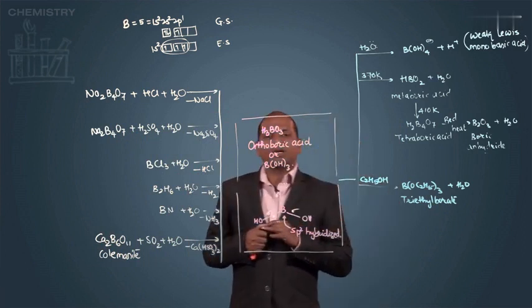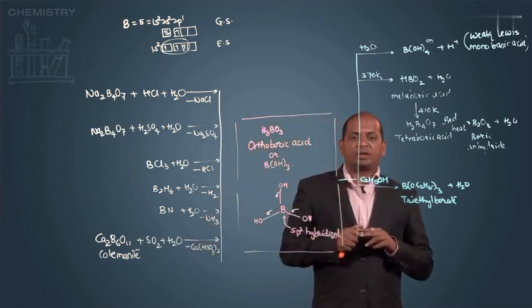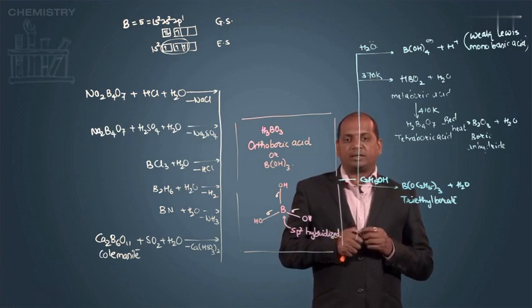So that's all about the group 13 elements. Now we have to move to the next group, that is the carbon family, group 14 elements, that we'll see in the next session. Thank you.